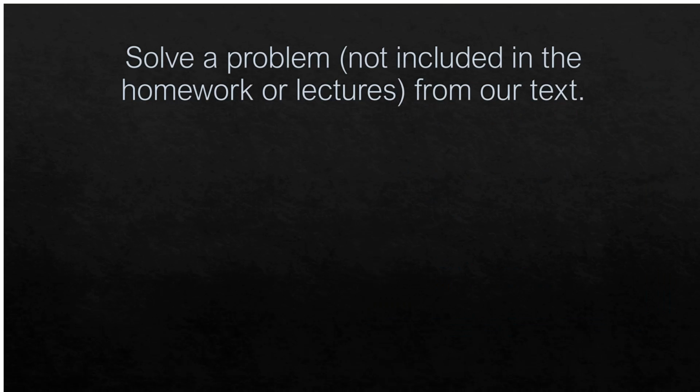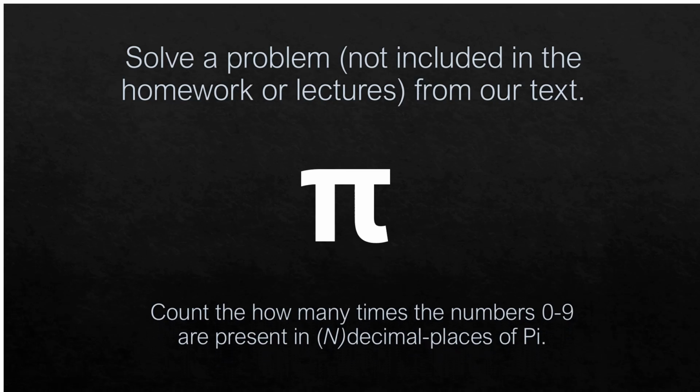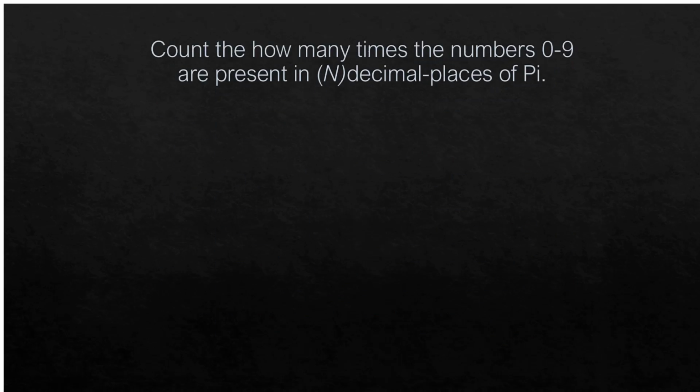The basic premise was to provide a solution to a problem that wasn't specifically addressed during class or in any of the exercises, but which was available from the text that we've been provided so far. I'm fascinated with pi. It's a cool number. I think a lot of people like it. So I wanted to do something with pi. I thought, can we count how many times each number is represented in n number of decimal places of pi? And the good thing is that we can.